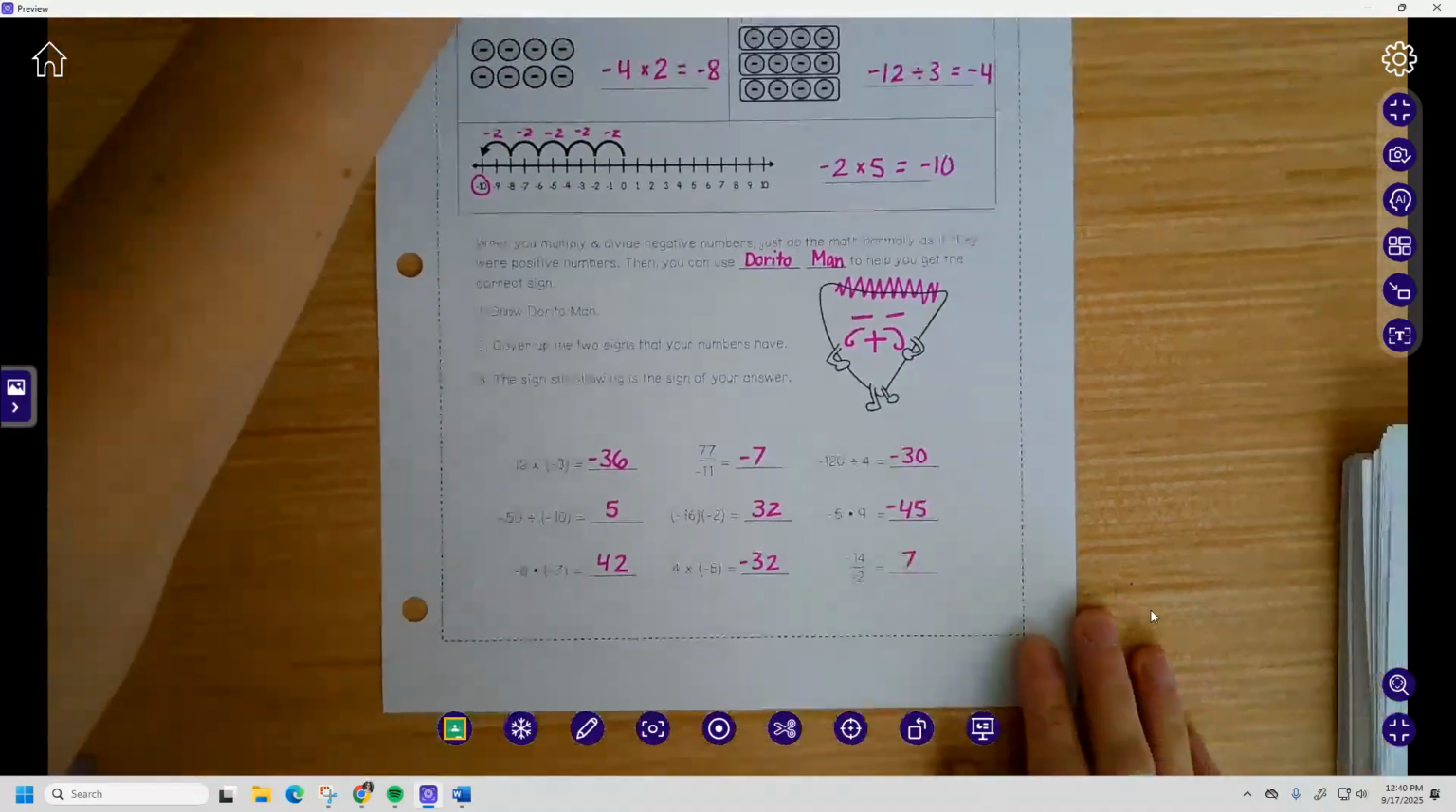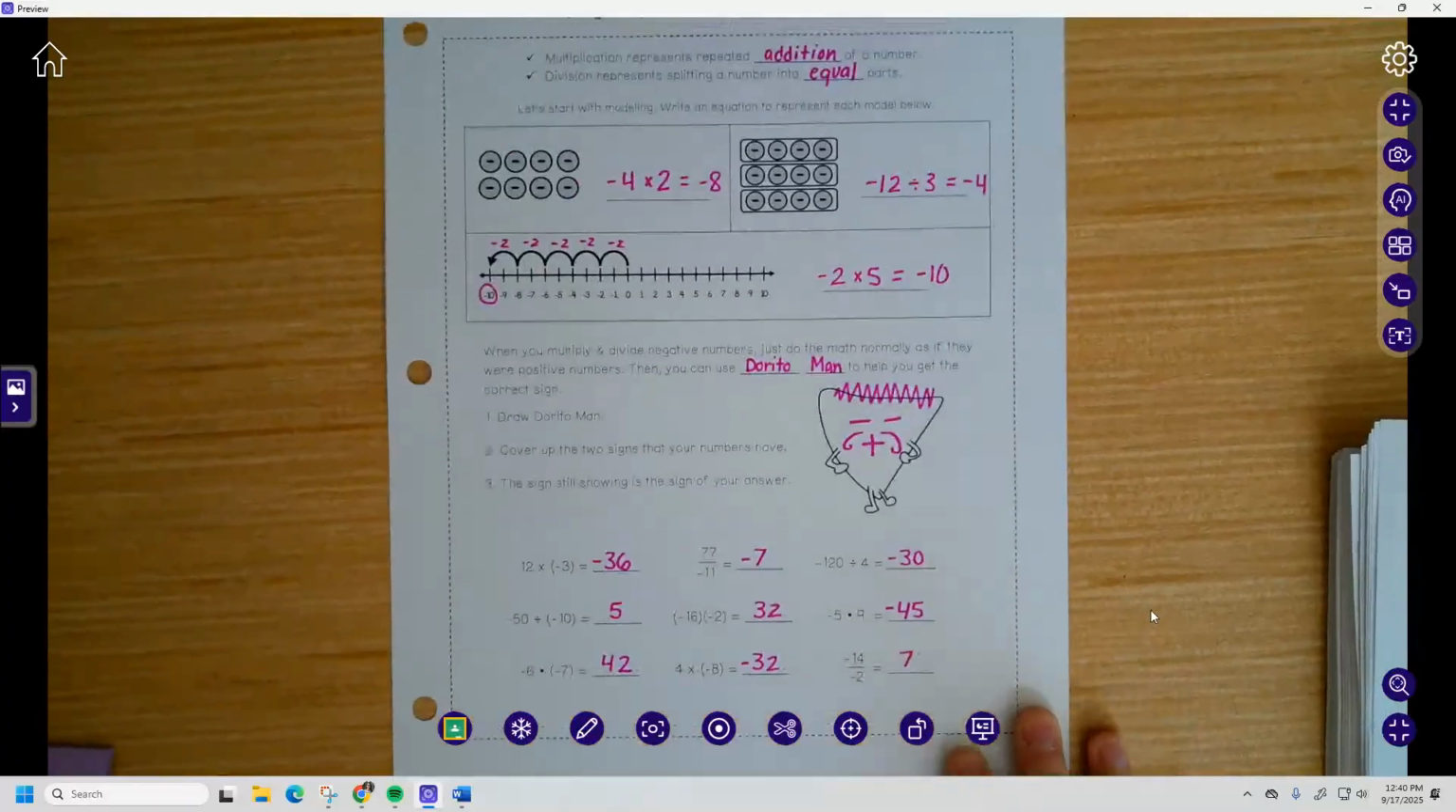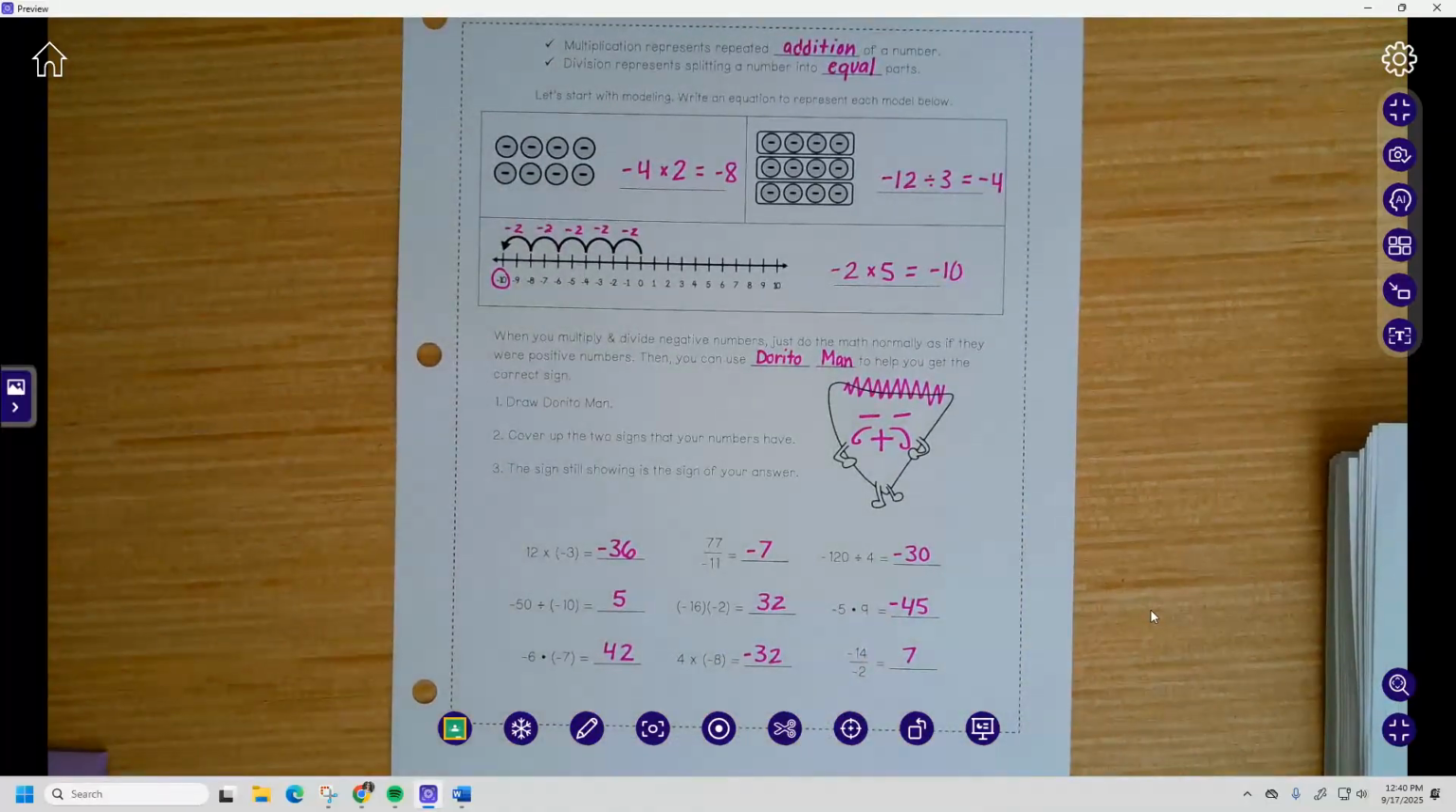Alright, so make sure you got everything filled in, and then you can put those in your notes section. And you can pause this video for a sec while everybody puts these in their notes.